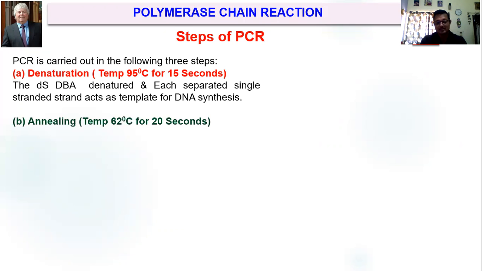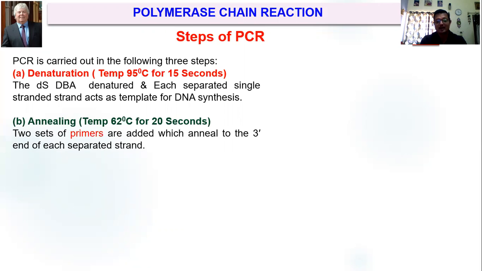Then comes the second step, annealing. Annealing means finding a point of initiation. That is done with the help of a primer. Primers are annealed to the 3' end of each separated strand. These separated strands contain the target sequence. So the primer acts as the initiator of replication. And now the most important process, the extension.